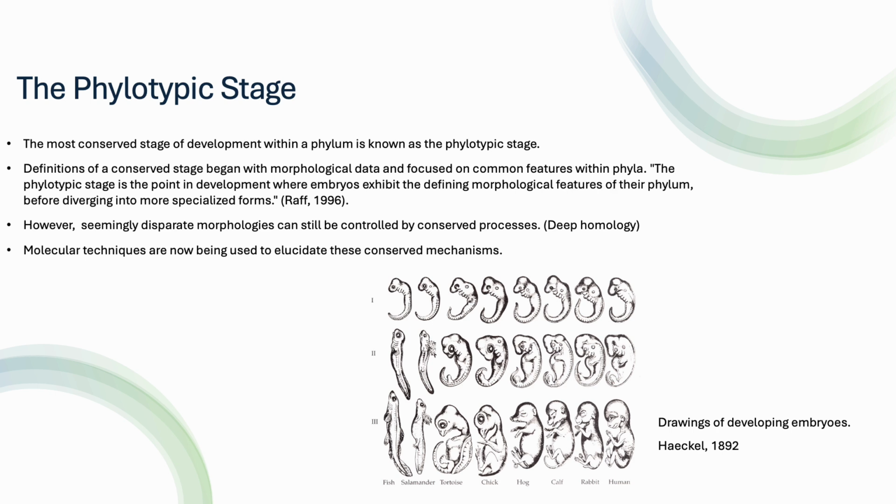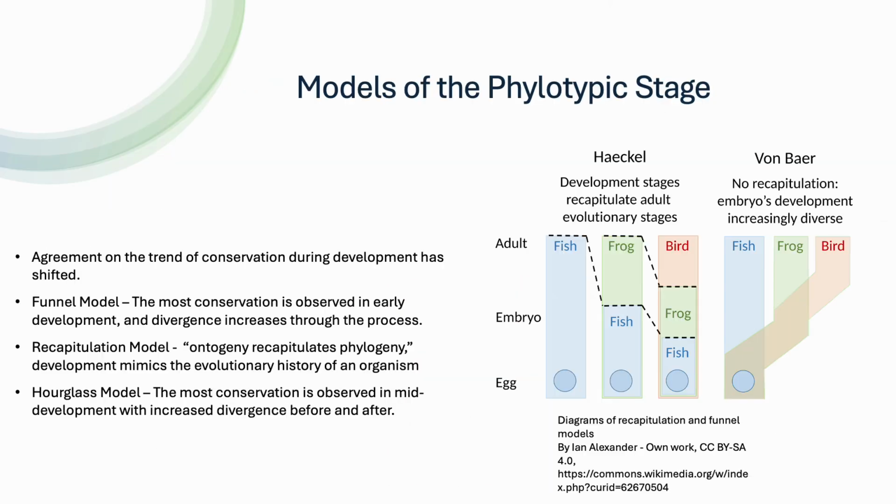While this is a useful definition, you may remember that seemingly disparate morphologies, such as those found between cnidarians and flies, can still be controlled by conserved processes. Again, an example of deep homology. Now, the focus shifts away from structural changes and instead begins to focus on molecular techniques which show similarities in the biochemistry of these organisms. Different models of the evolutionary conservation of development place the phylotypic stage at different points throughout embryonic development.